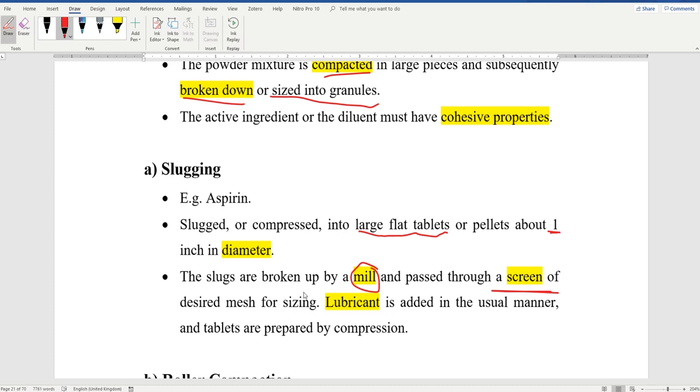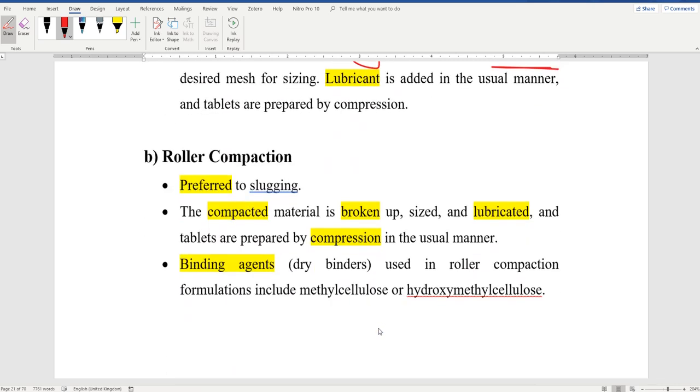Of course, after you finish that, you can add the rest of the disintegrating agent, okay, because before slugging or compression you need to add disintegrating agent. If you don't add all the disintegrating agent, then you can add a portion of it after sizing. The last step is to add lubricant, and then you can do the compression as with others.